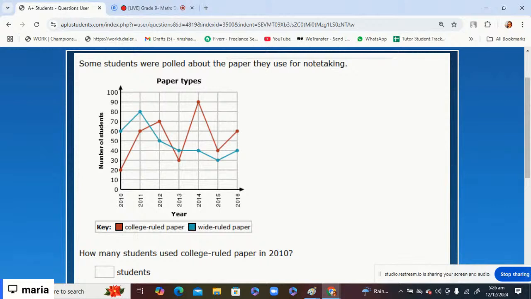They are saying that college ruled paper is the red line, and the wide ruled paper is the green one, sorry. So how many students use the college ruled paper in 2010? When you see 2010, check it out. They are saying college ruled, and college ruled is the red line. So you are checking the red line in 2010. What is the red line in 2010? Check that line only.